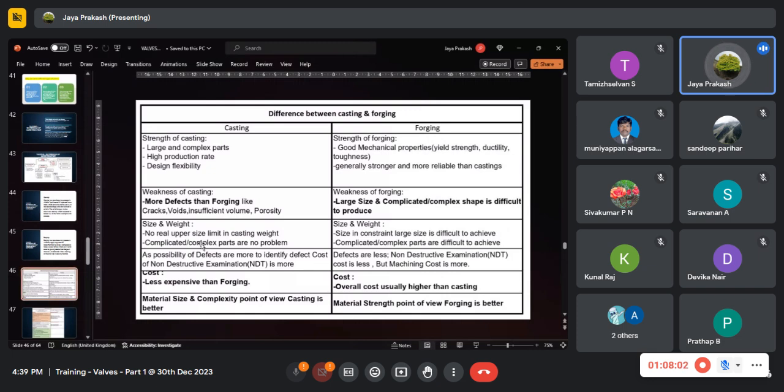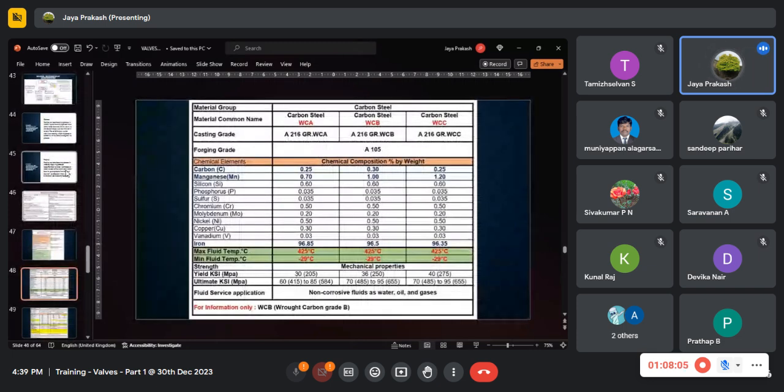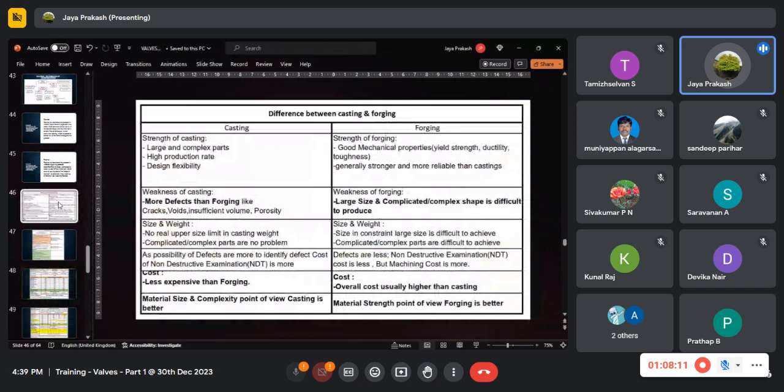The weakness of casting is more defects because of the casting process. You will have more cracks, voids, porosity, and many defects inside the castings. Once the final casting is taken out, during the machining process you will come across a big void, a crack, or a porosity inside, which will affect the whole manufacturing process. But in forging, you won't find such defects, mainly because of the manufacturing process.